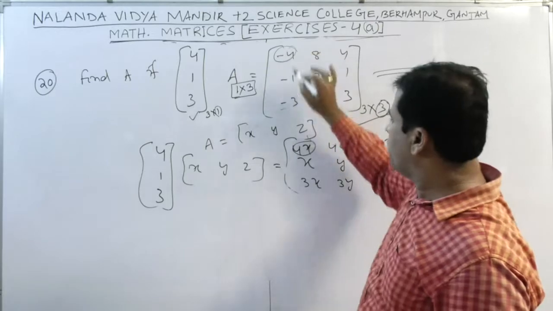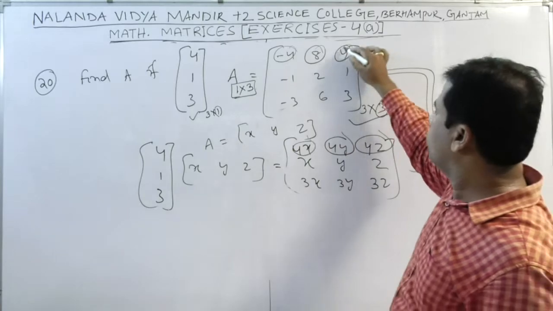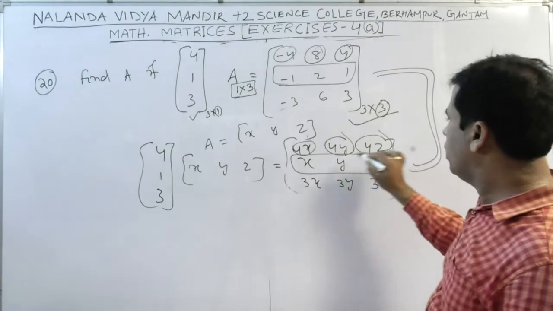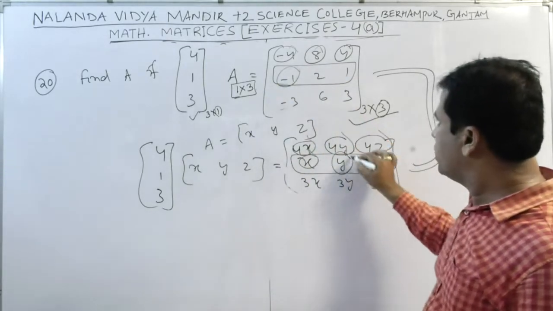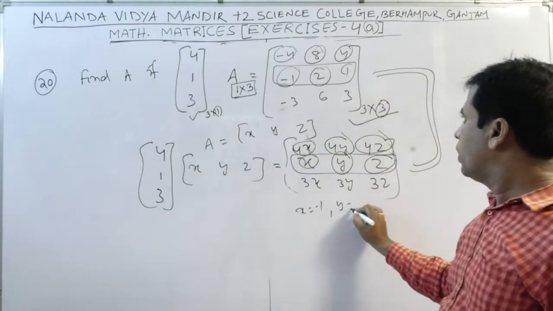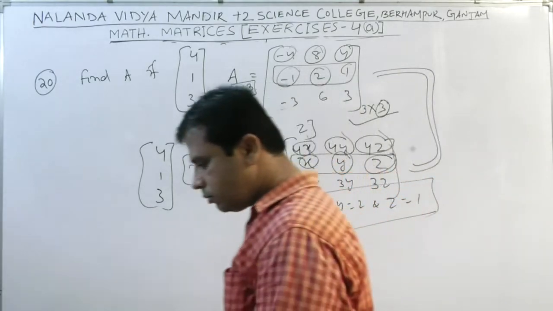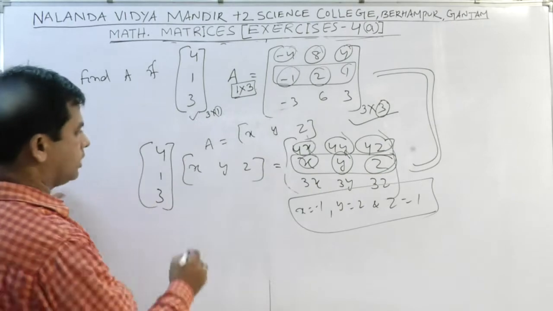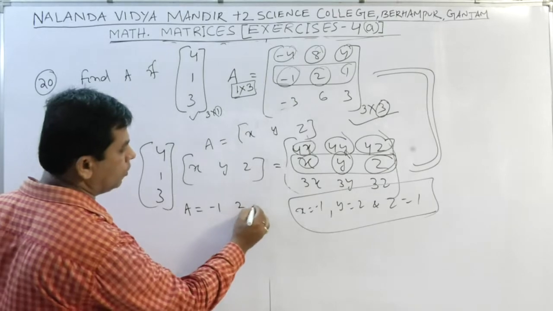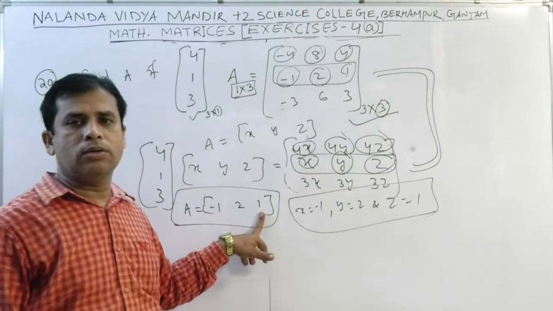4x is equal to minus 4, so x is equal to minus 1. 4y is equal to 8, so y is equal to 2. 4z is equal to 4, therefore z is equal to 1. Or we can compare the second row: x is equal to minus 1, y is equal to 2, z is equal to 1. Therefore, the A matrix, x, y, z, we can write as minus 1, 2 and 1. Therefore, matrix A is equal to minus 1, 2 and 1. Okay.